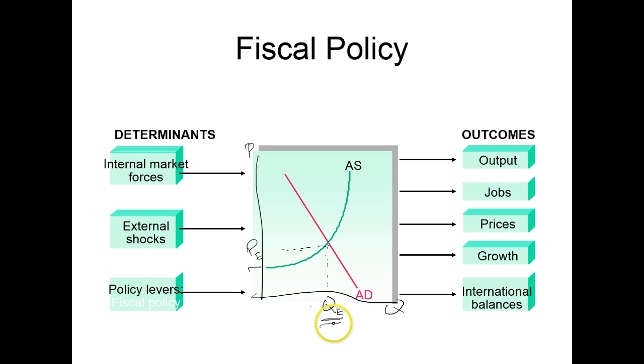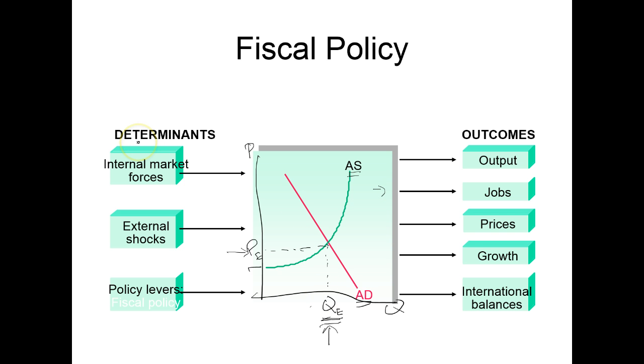Now, what if you don't like the equilibrium outcome? In other words, you don't like the price level, or you don't like the level of output. This level of output may be insufficient to put everyone to work. Well, the only way you're going to get a change in this is if one of these two curves has got to shift to the right.